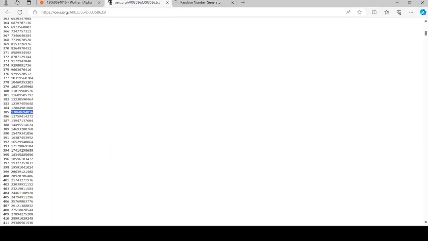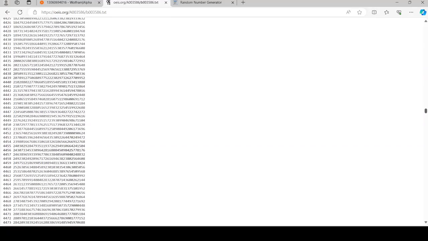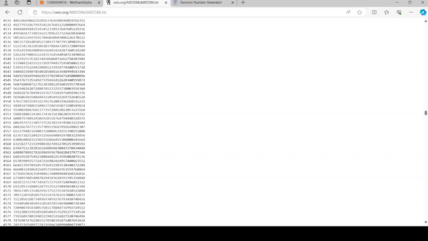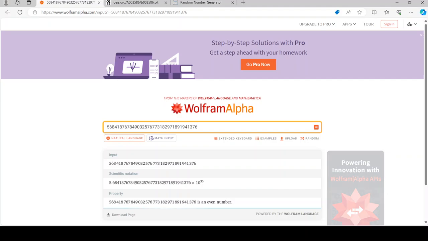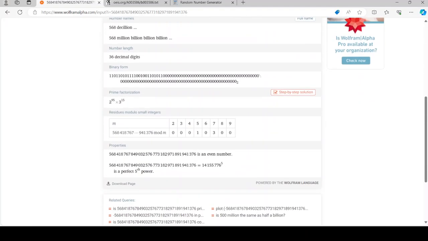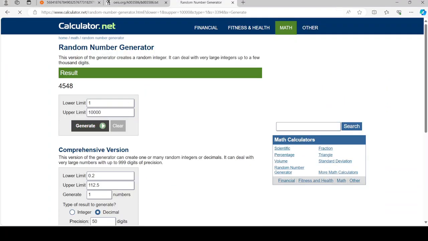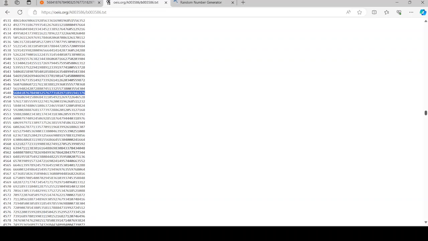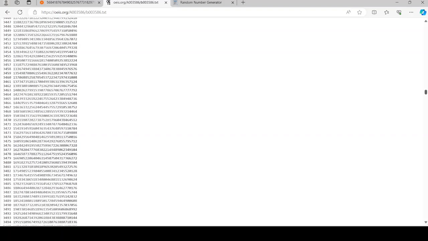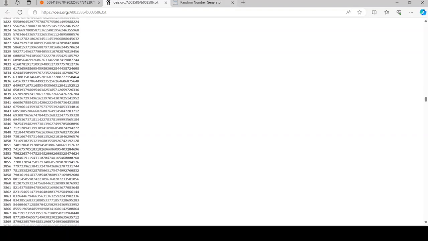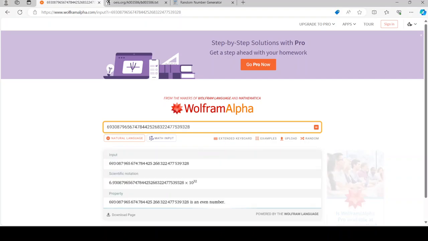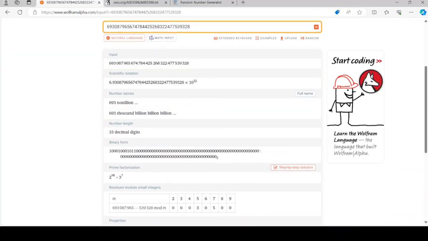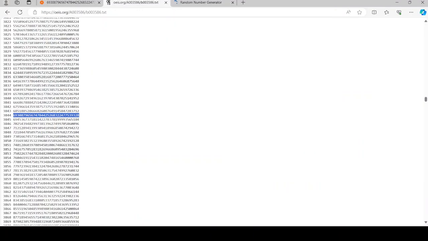4, 5, 4, 8. Oops. Is an amazing piece for 15 because it's a perfect fifth power. 8, 4, 4. That's pretty close to the power of 7. 5, 3, 2.